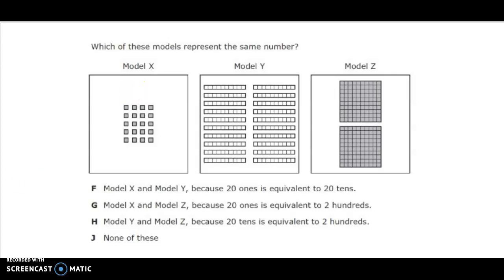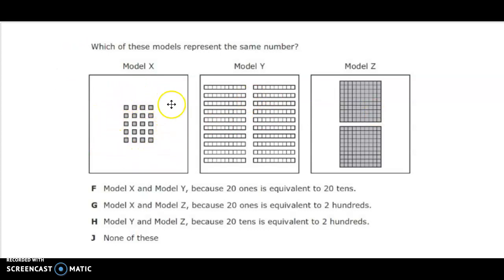Okay, so the question says, which of these models represents the same number? These models are something that we've been using the last week. They are called base 10 blocks. I want to make sure that we practice labeling this type of stuff, because whenever we get back face to face, something really important in math is being able to label pictures, because that's going to help you find your answer. So we are going to label this together, and then you are going to think about the answer. I'll give you a little bit of time, and then we will answer the question together and figure out what the correct answer is. Okay, so we need to label these.